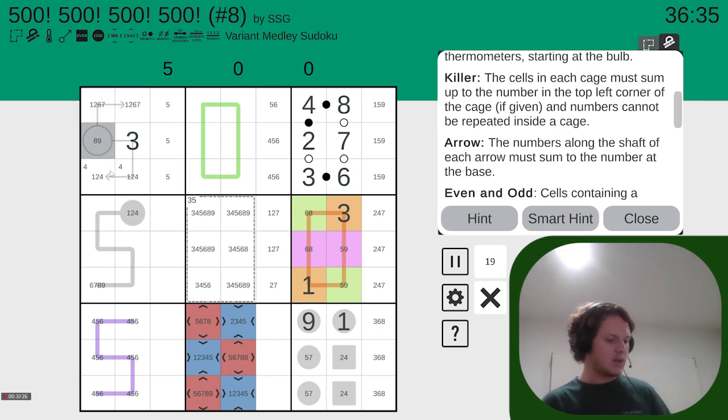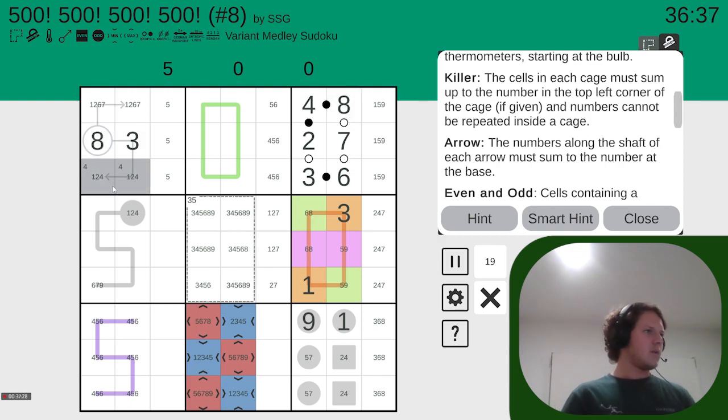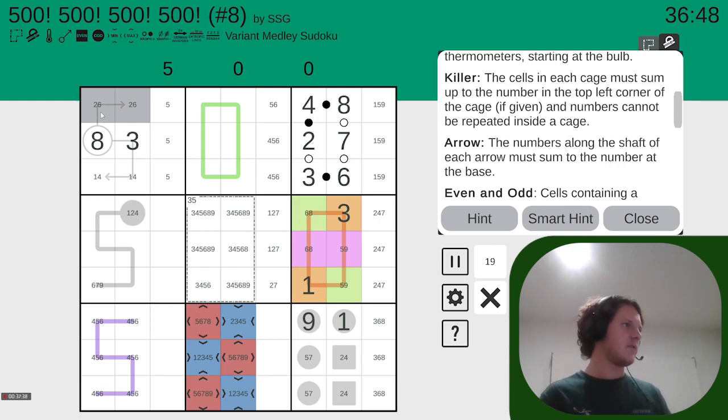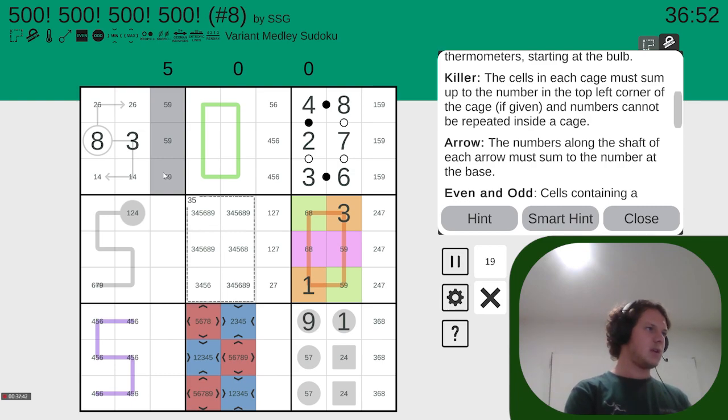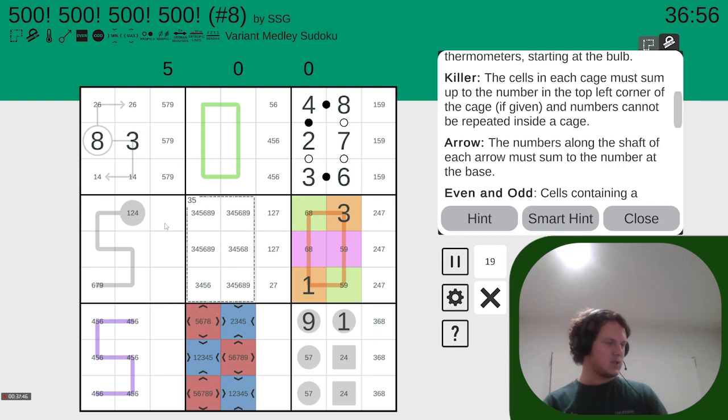So this has to be the 8. How do we say we make 8? With 3, 4, and 1. And how are we making 8 up here without the 1 and the 7? The 2 and the 6. Which means the 9's over here, and so is the 7. Sick. I believe that all works.